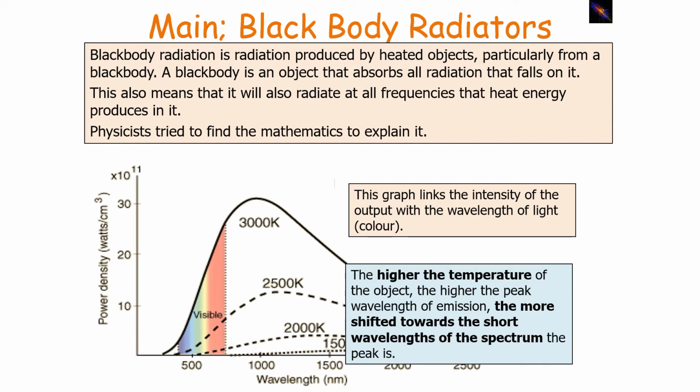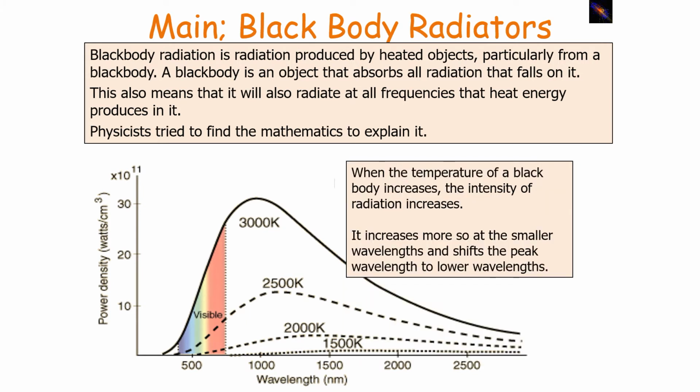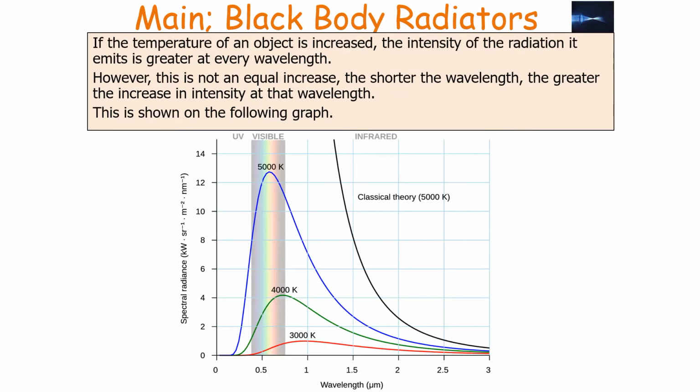So this tells us that it is going to be more shifted towards the short wavelengths of the spectrum. So when the temperature of a black body increases, the intensity of radiation increases. It increases more so at the smaller wavelengths and shifts the peak wavelength to lower wavelengths. So what can we understand when we consider temperature and wavelengths of black body radiation?